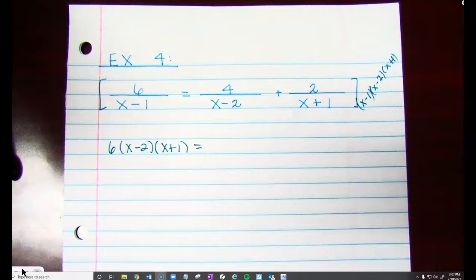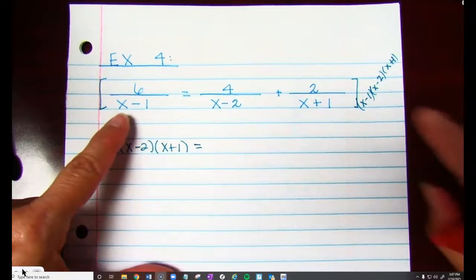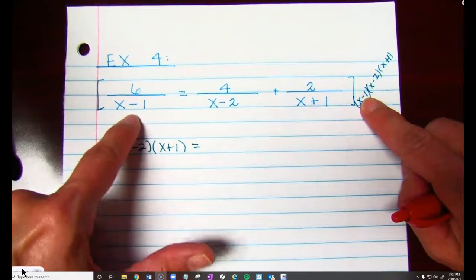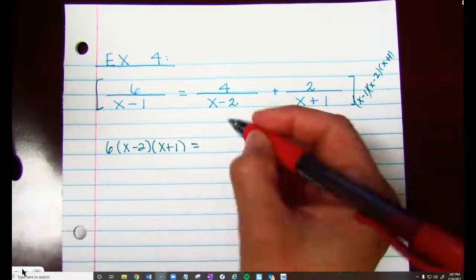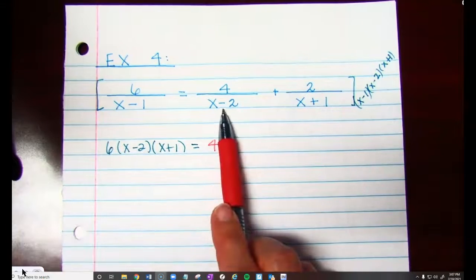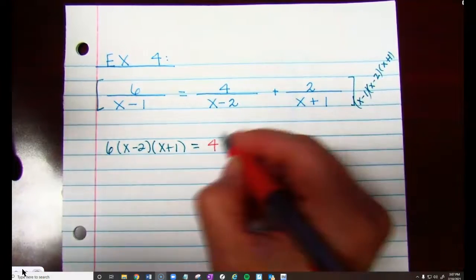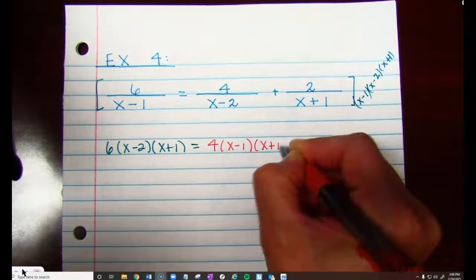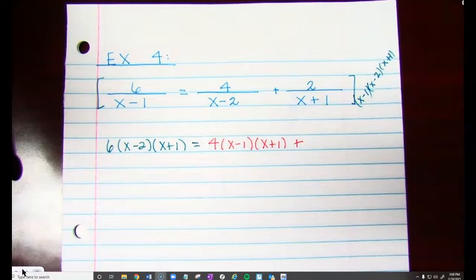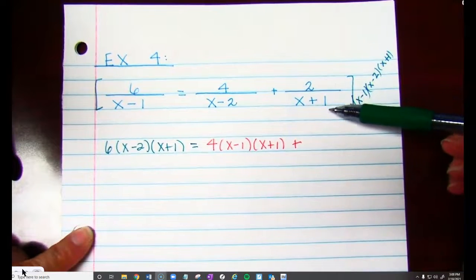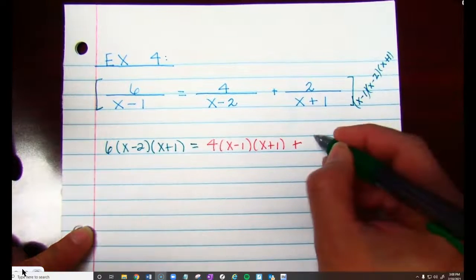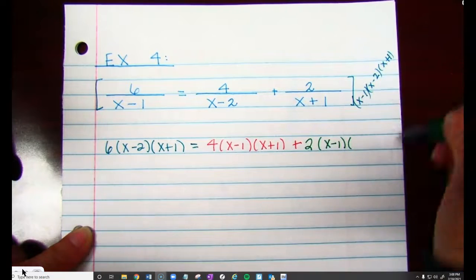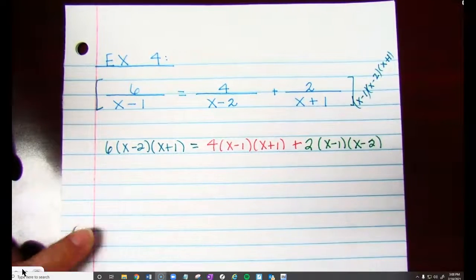I'm going to recopy the equal sign. Same with the 4. The 4 has x minus 2. So it's just going to be 4 times x minus 1 and then x plus 1. Yep, those are going to cancel, y'all. All right, last piece is a 2. The 2 has an x plus 1. Those would cancel. So we're going to multiply the 2 by x minus 1 and x minus 2.